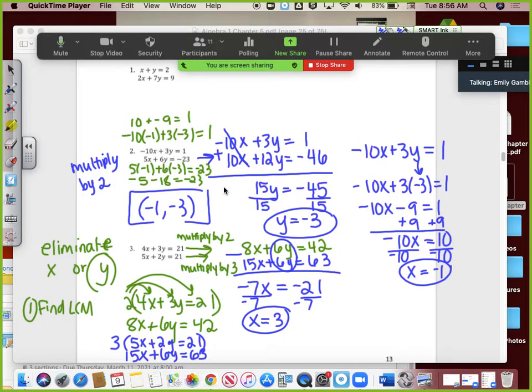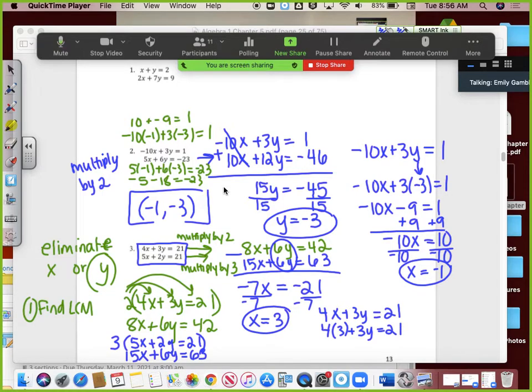Now that we have one of the solutions, it's time to find the other solution. So we take one of the equations from the very beginning. So one of these here, they both look the same to me. No negatives. One doesn't look easier than the other. I'm just going to take the first one. 4x plus 3y equals 21. And I'm going to replace in what we just found for x, which is 3.